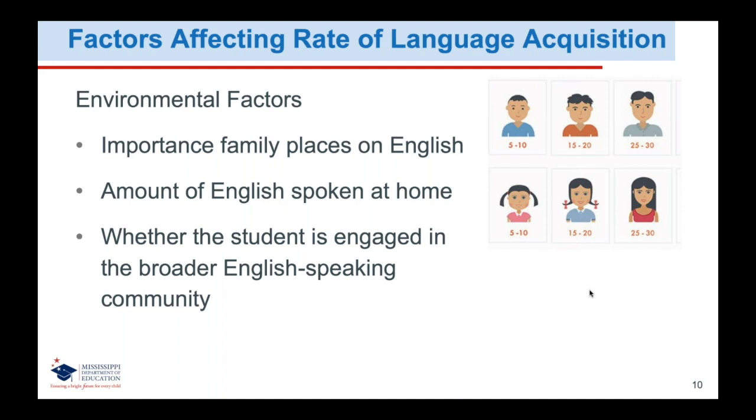And also whether or not the student is engaged in the broader English-speaking community. So it's really important that we make sure we get them involved in clubs or after-school sports programs or other community activities that may give them more opportunities to practice their English.